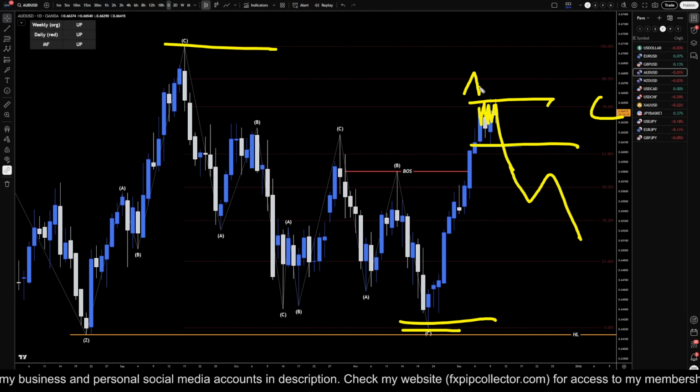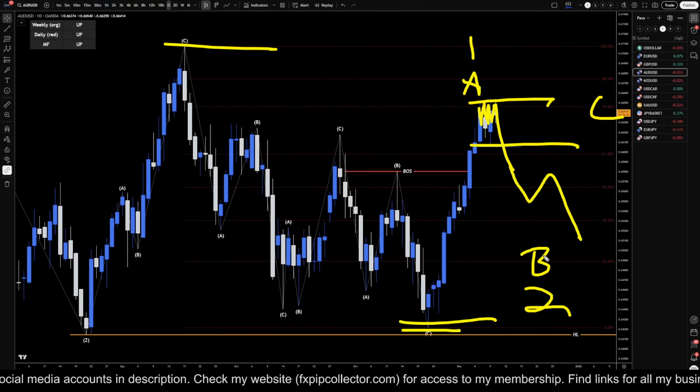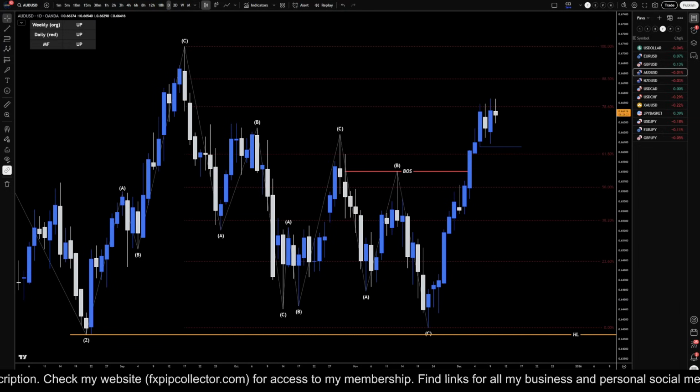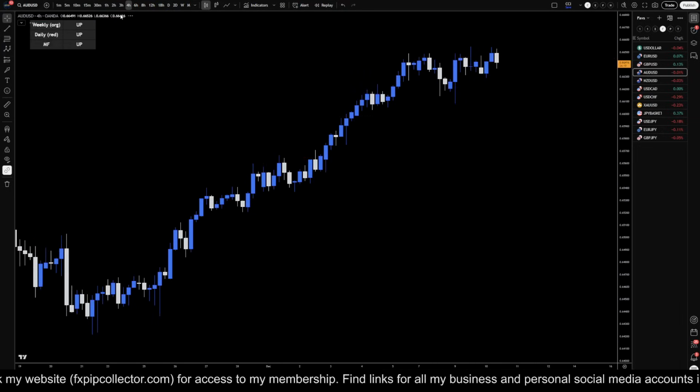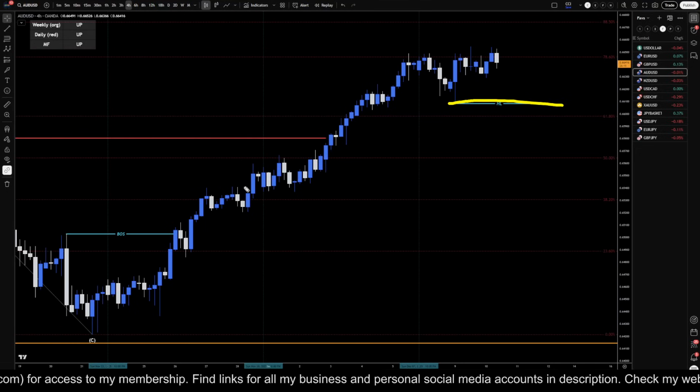This would either be an A or a 1, this would either be a B or a 2. And wave B or wave 2, especially on the daily time frame, is very tradable. So if it does go down and do that, that definitely would be a really nice trade for sure. Going down to the 4 hour time frame, the thing is we really don't have any breaks down yet.